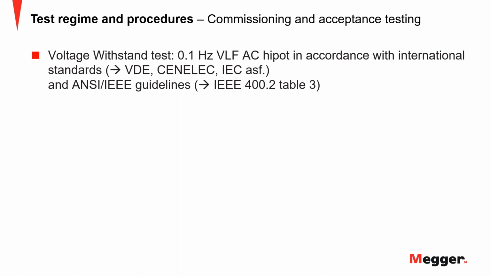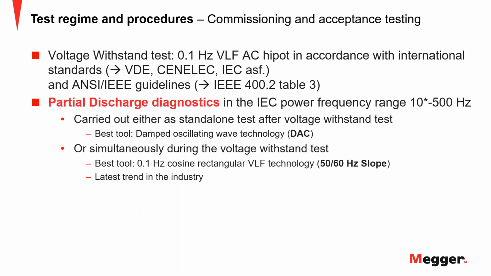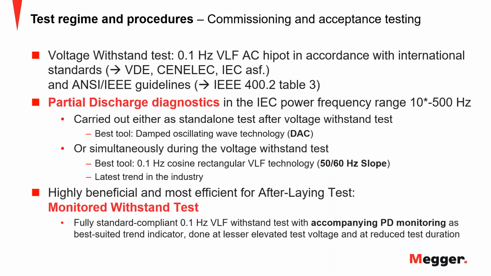Again, we have various standards for that. For the voltage test, VDE, Cenelec mainly, and in North America, the IEEE 400. For the diagnostics, again, you have two technologies, right? You can use damped AC or cosine. Now, if you want to do your withstand test first and then the PD test afterwards, you would use damped AC. If you want to combine both into a so-called monitored withstand test, then you would do that.